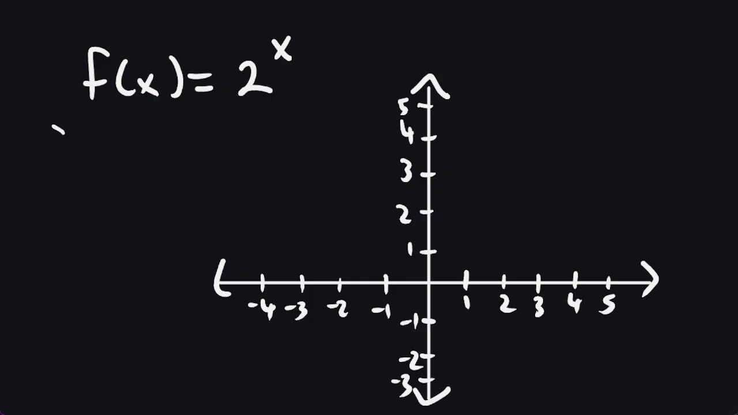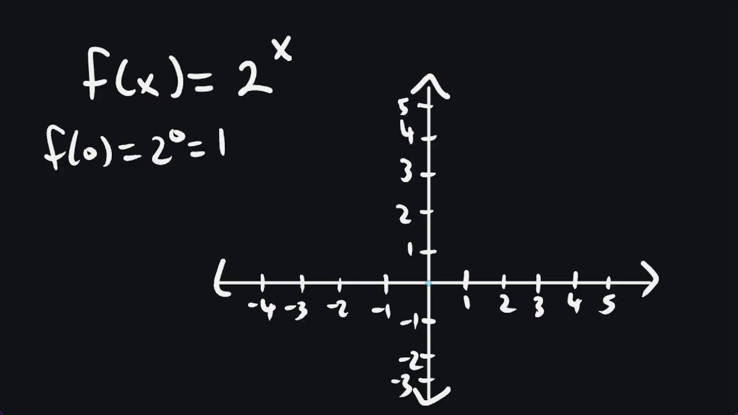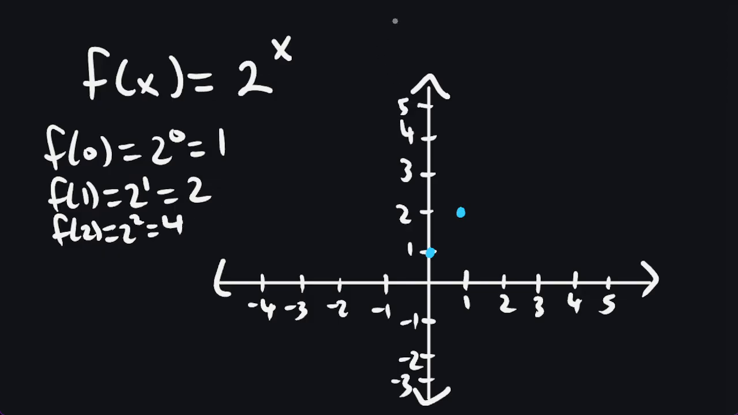Let's just go ahead and input some values. What is f of 0? That's 2 to the power of 0, which is 1. So we'll plot that. First one right there, 0, 1. What about f of 1? F of 1 is 2 to the power of 1, which is 2. So 1, 2. And what about f of 2? It's 2 squared, which is 4. So 2 squared, which is 4. So that is 2, 4 up here.